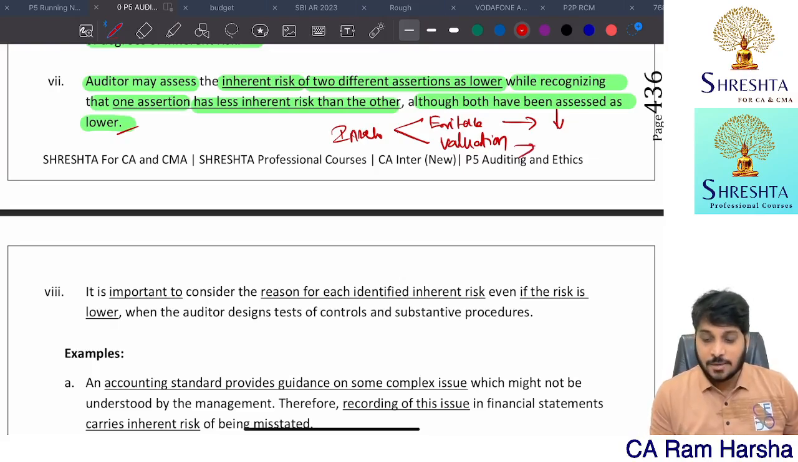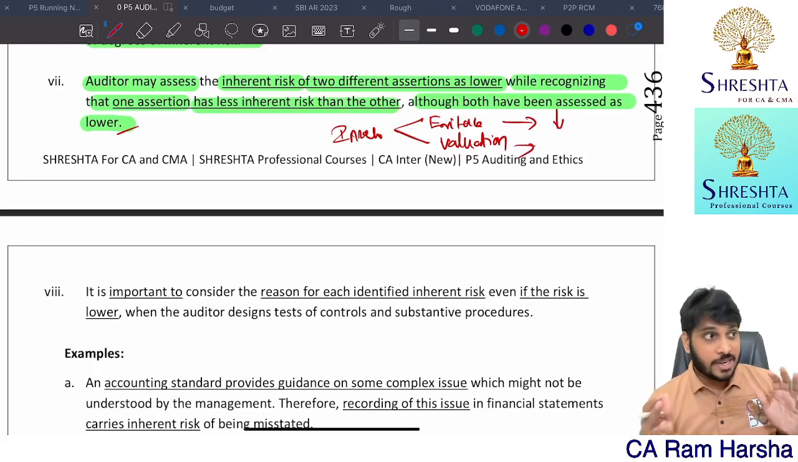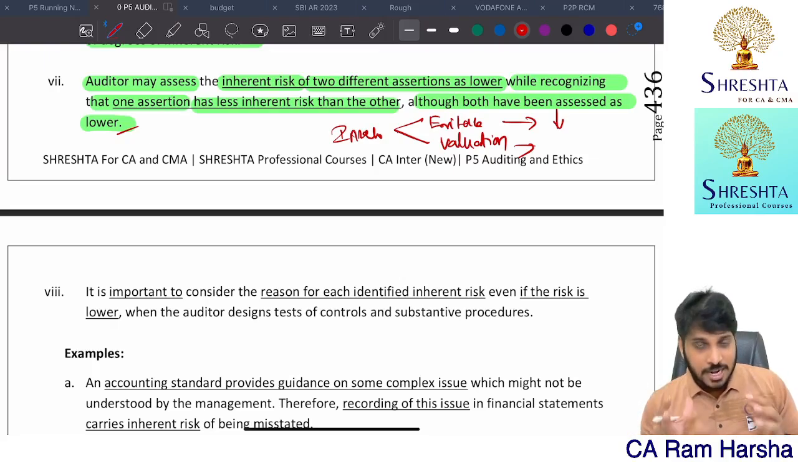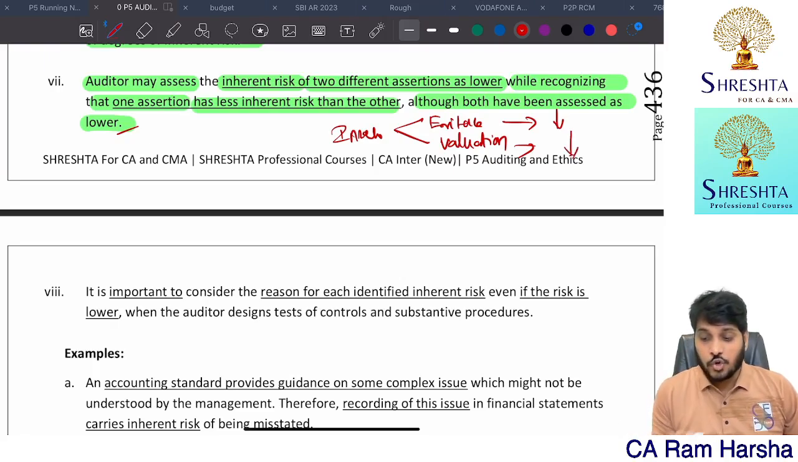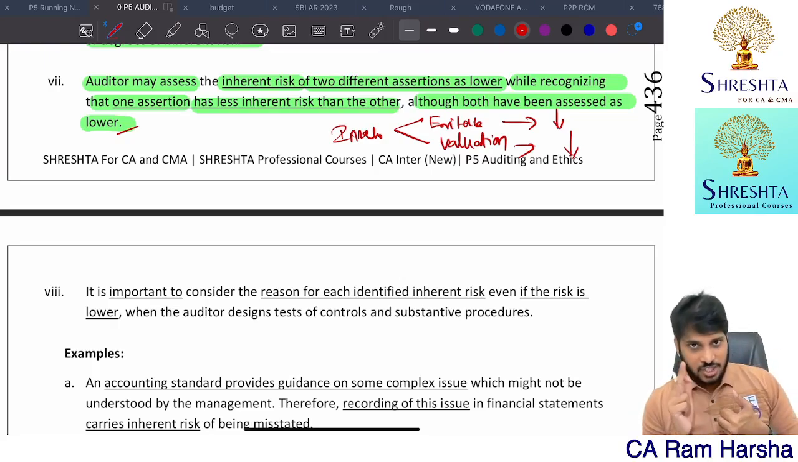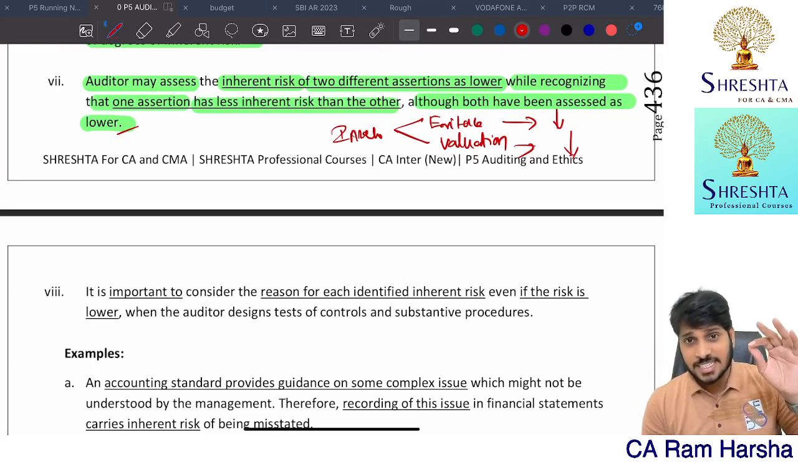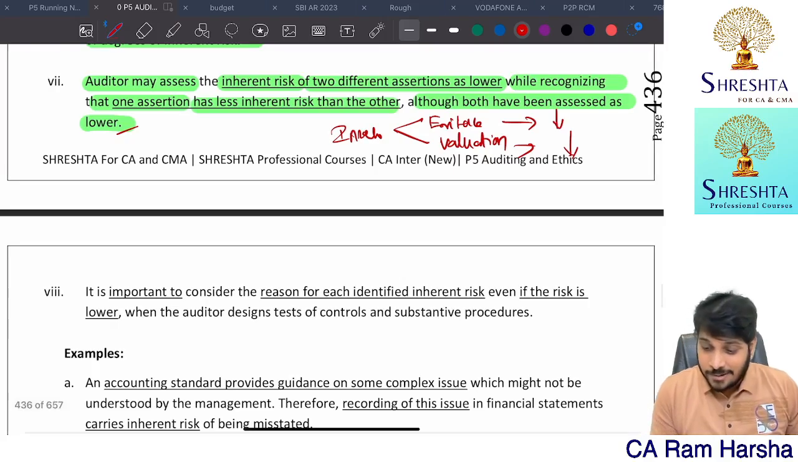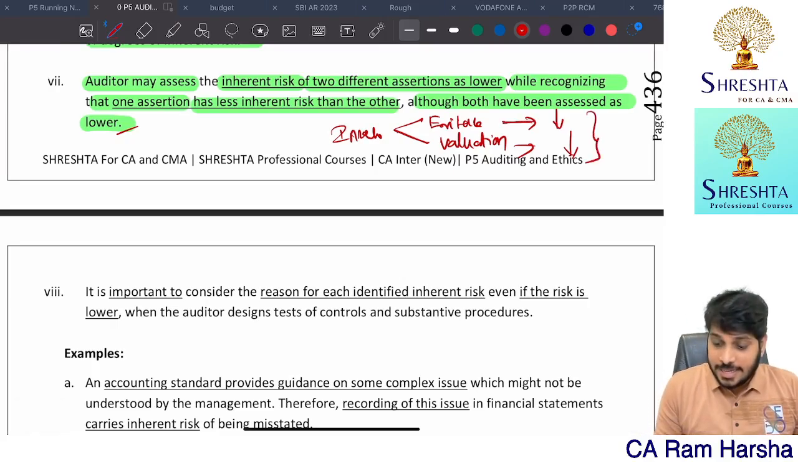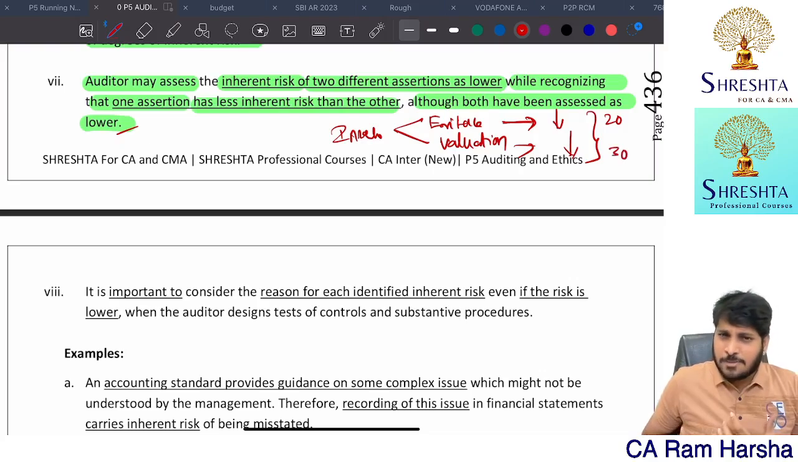Fine. Valuation. The company is calling an expert. They are taking market data, realizable value figures, fair value figures, all that. They are doing a scientific evaluation of the value of the inventory, comparing it with the cost, and only then valuing the inventory. The risk is low. In both cases, for the existence assertion of inventory and the valuation assertion of inventory, the auditor has assessed the risk as low. But within these two, in existence, when I feel low, probably I say 20. In valuation, I feel low, but there my risk perception is 30.